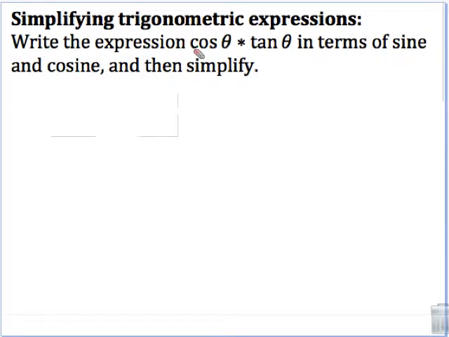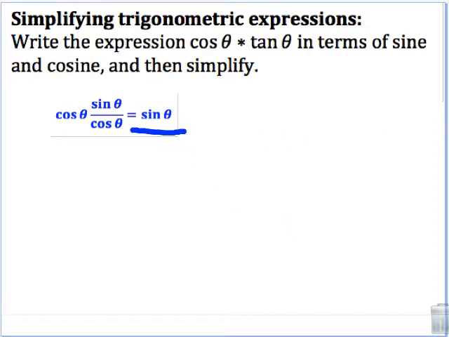Next one, simplify trig expressions. So most of the time, again, we want to write your expressions in terms of sine or cosine. Cosine theta is already in terms of sine or cosine, so it's just going to be cosine. Tangent theta can be written as sine theta over cosine theta, and then I can simplify this. If I'm multiplying by cosine and dividing by cosine, those cancel each other out, and so the simplified expression is just sine theta. That's it.